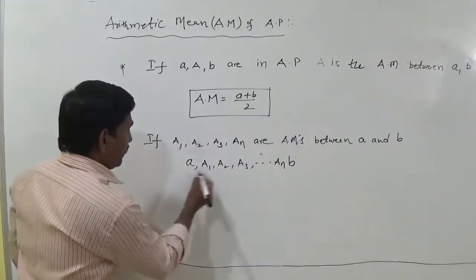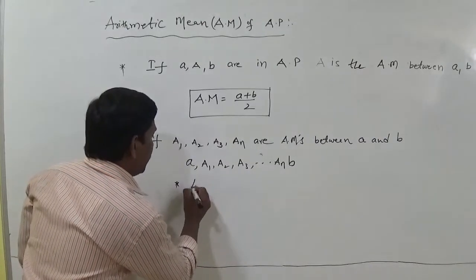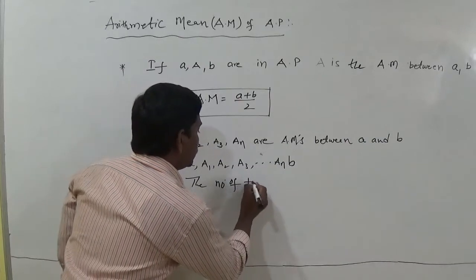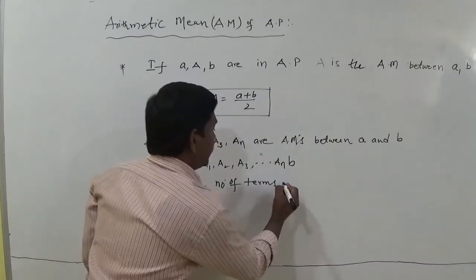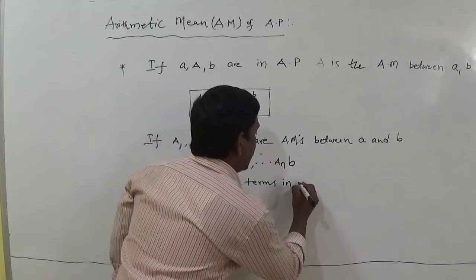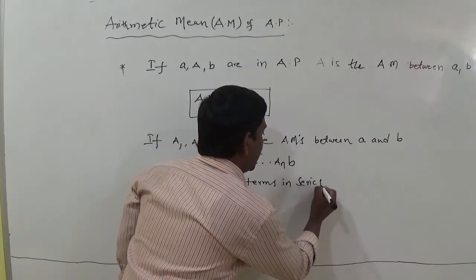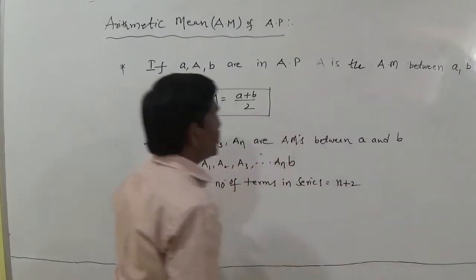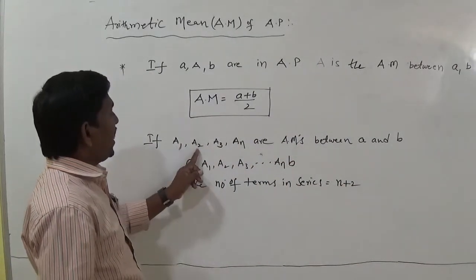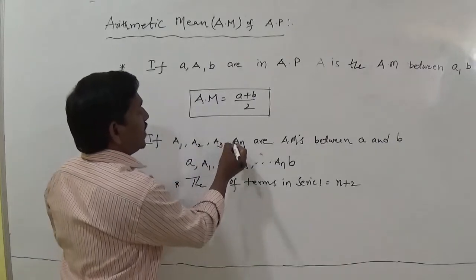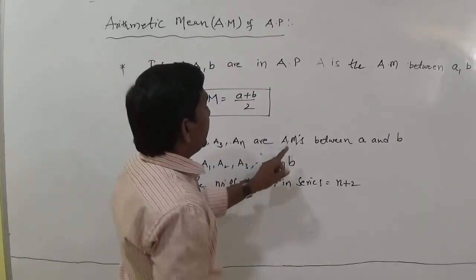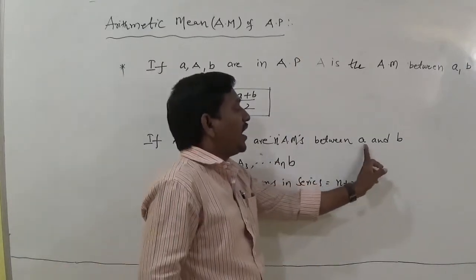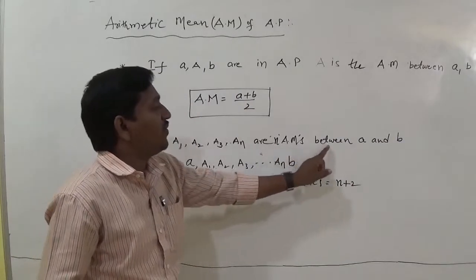Okay. Here the number of terms in the series is n plus 2. Why? Because there are A1, A2, A3 and so on up to An. There are n AMs between A and B.